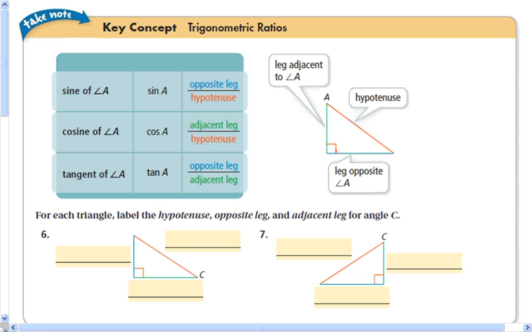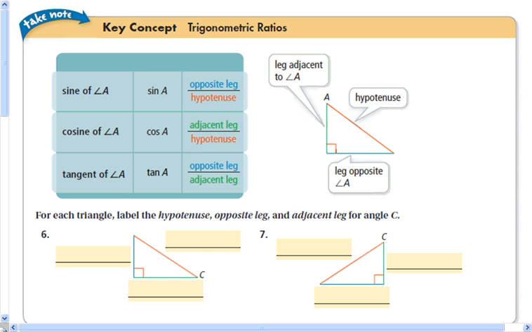All right, here's a key concept. The sine of angle A is the ratio that includes the opposite leg over the hypotenuse. Cosine is the adjacent leg divided by the hypotenuse. And tangent is the opposite leg divided by the adjacent leg. Now, some of you might be confused with those for a little bit, but it won't take you long to get to know those. In every right triangle, there's one right angle.